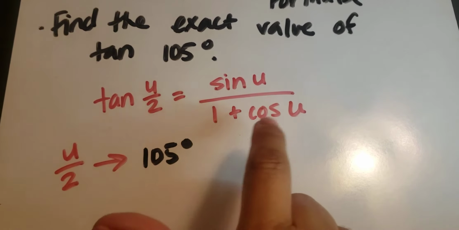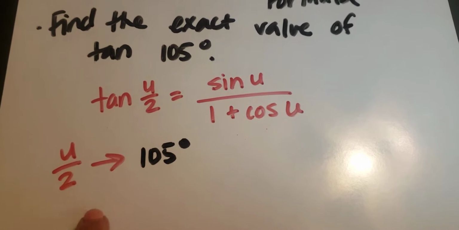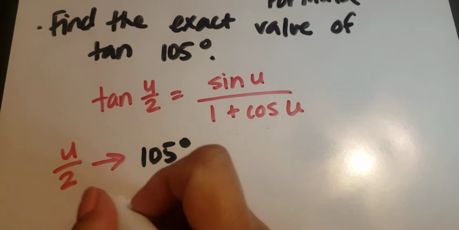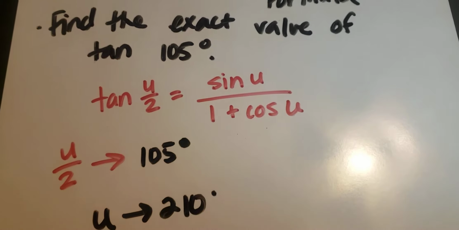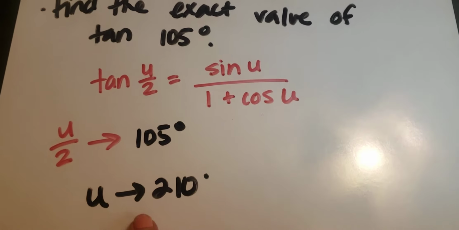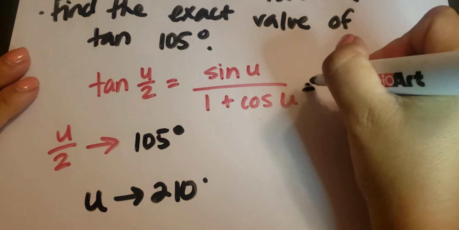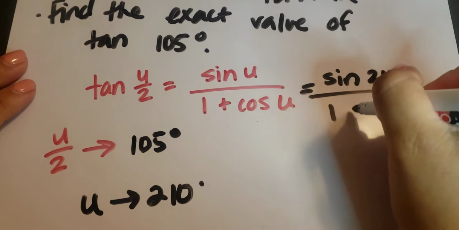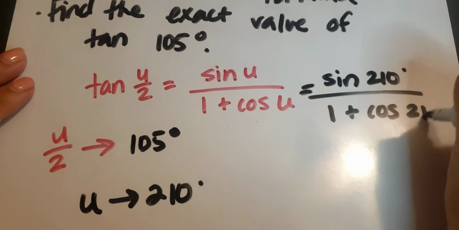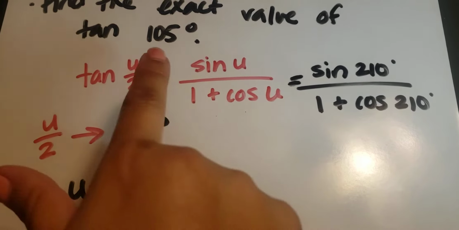One thing you're going to notice is u over 2 is 105, but in the formula we're just using u. So all we have to do is solve for u. u over 2 equals 105, so u will equal 210. This is the angle we're going to work with in our formula. So basically we're going to have sine of 210 degrees over 1 plus cosine of 210 degrees. This is my setup for this one.